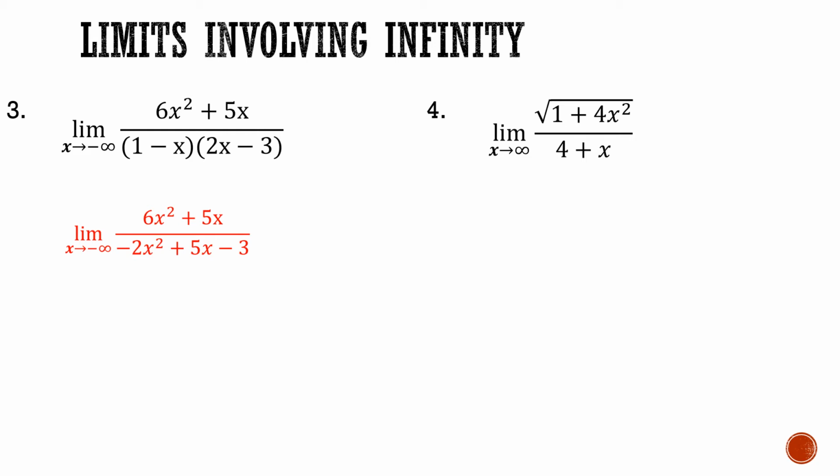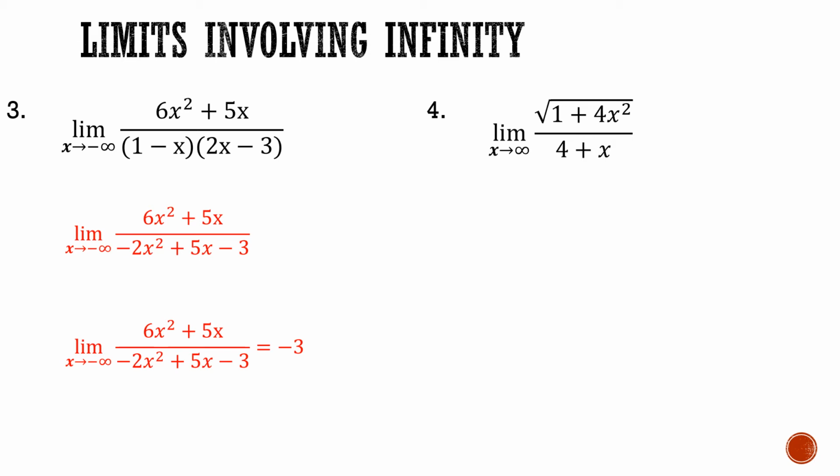Okay, now I look at the degrees. So the degree of my numerator is 2. The degree of my denominator is 2. Since those degrees are the same, I know that I'm using my rule for horizontal asymptotes, and my limit should be the lead coefficients. Well, the lead coefficient is 6 over -2, which equals -3.